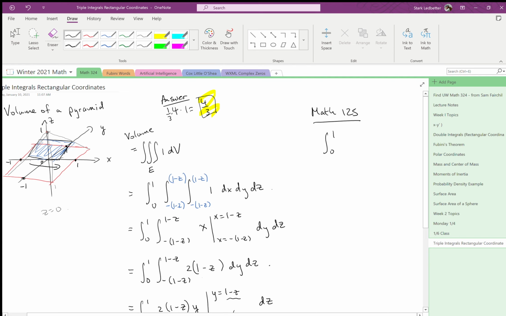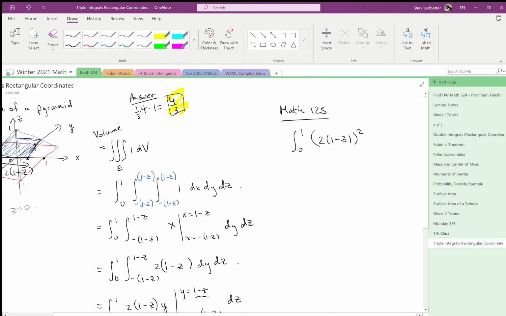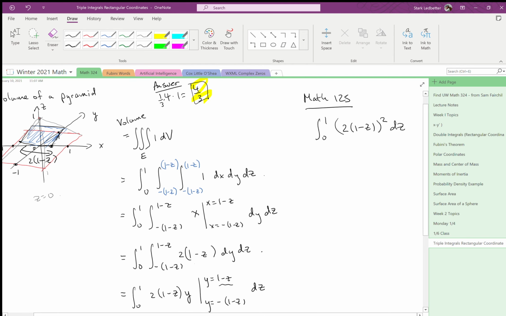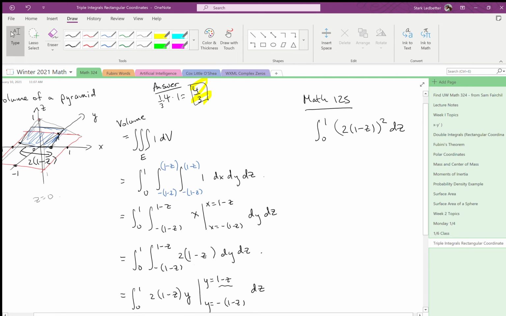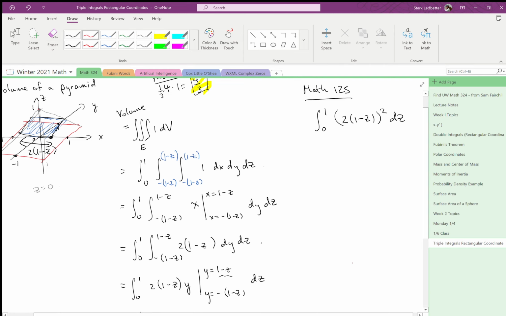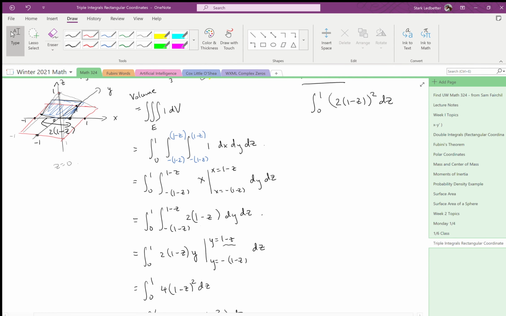We said that distance across, we just have to do a little bit more thinking. That distance across is now 2 times 1 minus z, right? Because it goes from negative 1 minus z to positive 1 minus z. So we get 2 times 1 minus z squared dz. That's how you'd set that up in Math 125. So this kind of feels like a word problem. That setup was annoying. It's maybe more difficult to get right than some of those plug and chug problems, but you notice that that is the exact same as this line. Okay, so it's good. The answer is going to be the same.